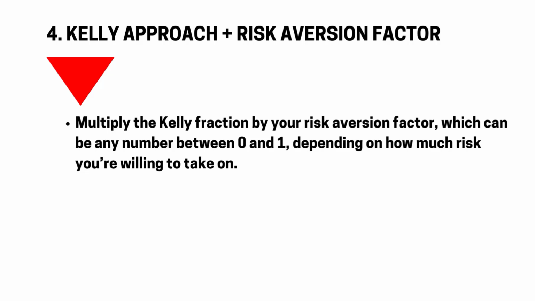For example, if you're maybe more risk averse, you might only bet 30% of what the Kelly criterion suggests. And to use this method, you multiply the Kelly fraction by your risk aversion factor, anywhere between 0 and 1, depending on how much risk you're willing to take on.